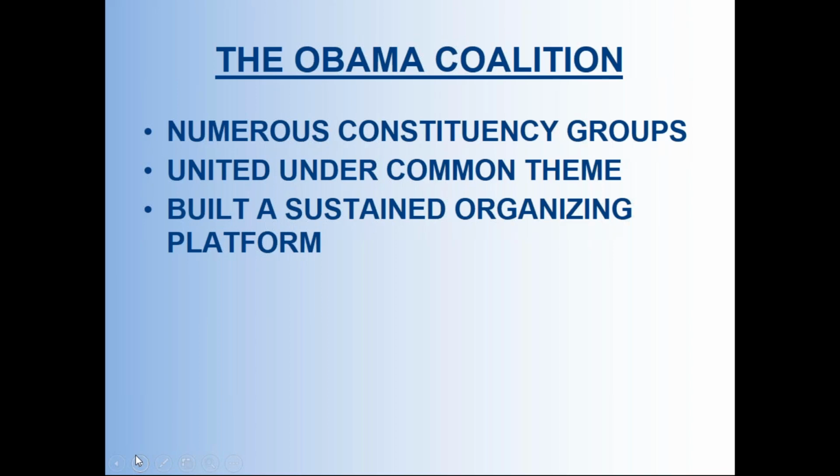We can't continue to say, well, the Republicans are bad. That's not enough. It's not sufficient. We have to have people excited to say, this is why I want to be involved. This is why I want to get engaged. And in order to be successful, I need training.